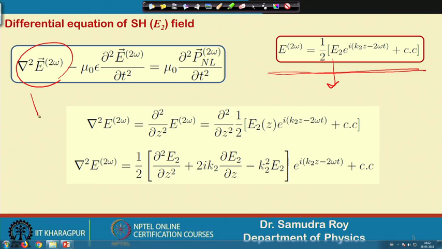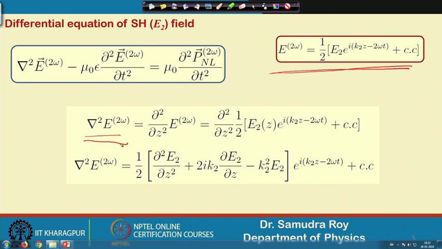How many terms are there? This is term 1, this is term 2, and this is term 3. All these 3 terms we are going to evaluate using the values we have, and then find out the final expression. So, first in this section we evaluate the first term, that is grad square E 2 omega. It is quite straightforward because E is known, this is my E 2 omega. So, if I now put it here, this is the term I need to find out.